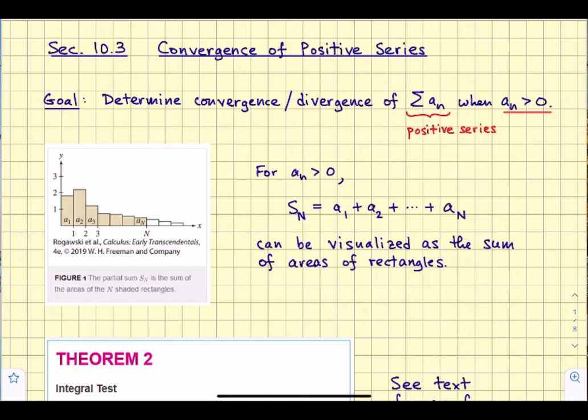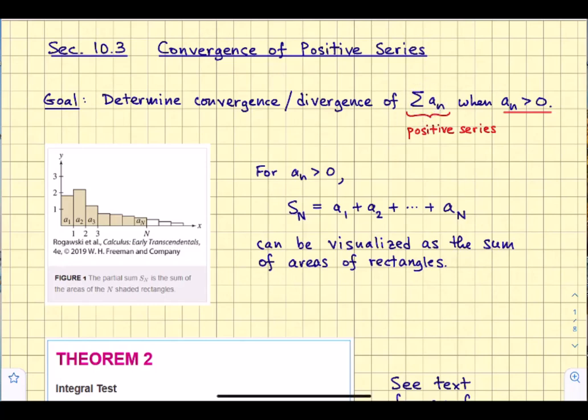Section 10.3, Convergence of Positive Series. The goal of this section is to determine the convergence or divergence of infinite series of the form summation a sub n, where every term a sub n is positive, and we call these positive series.